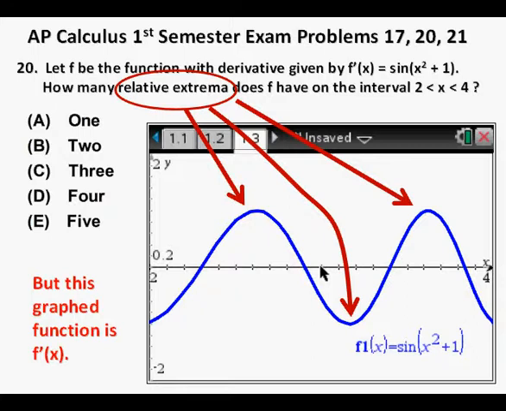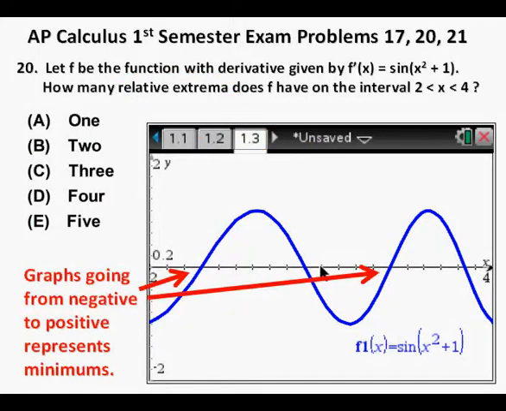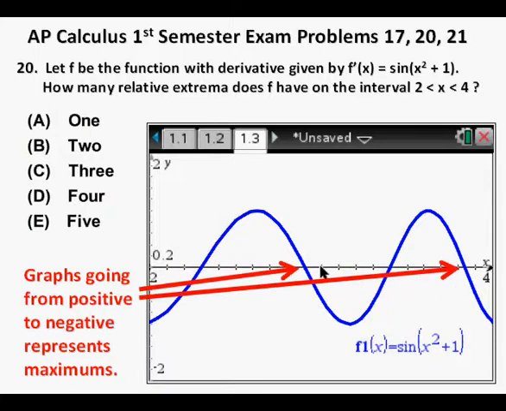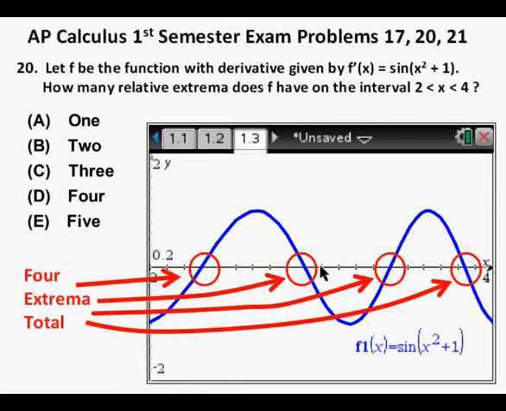to go from negative to positive, which represent minimums, and also the graphs going from positive to negative would represent maximums. So now here are all the changes in sign of f prime of x circled, and these x values represent the inputs related to the extrema or extremes for the function f of x. So our correct answer is D.